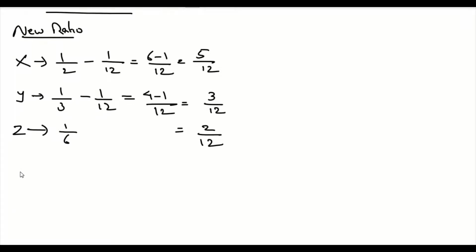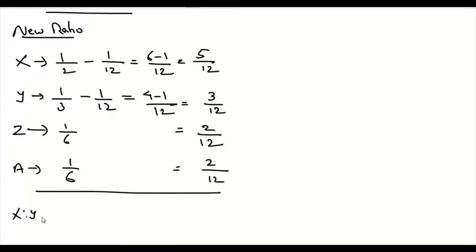Then we have our new partner A. His share is given in the question. It is 1/6. If you wanted to keep the same denominator, it is going to be 2/12. Now we have the new profit sharing ratio between X, Y, Z and A. That is 5:3:2:2. Now we need to look for the journal entries.